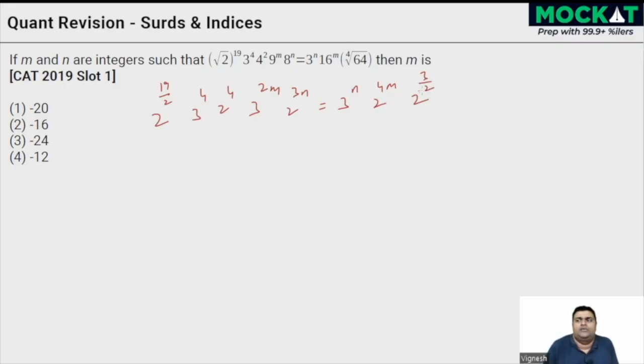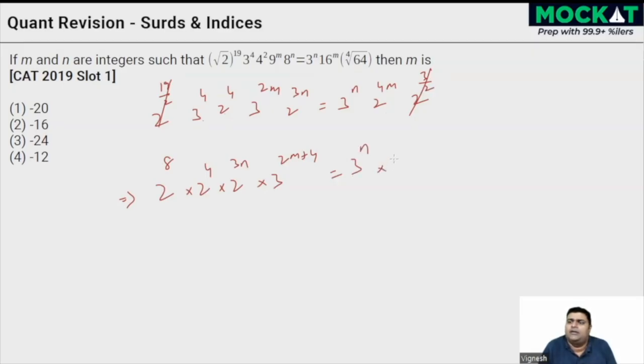Done. Now 2 power 19 by 2 over 2 power 3 by 2, the powers are going to be subtracted. 19 by 2 minus 3 by 2 is going to give me 2 power 16 by 2, which is 8. These two, if we take to the side, it's going to become 2 power 8. And we have a 2 power 4 into 2 power 3n into 3 power 2m plus 4 equals 3 power n into 2 power 4n.